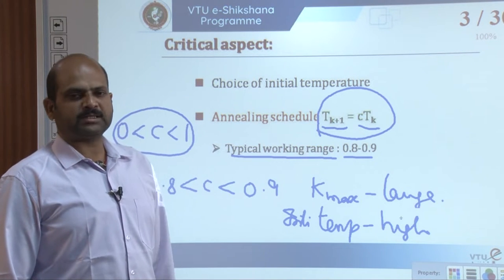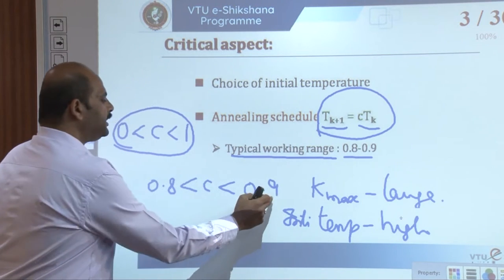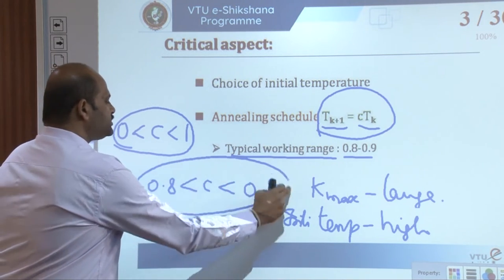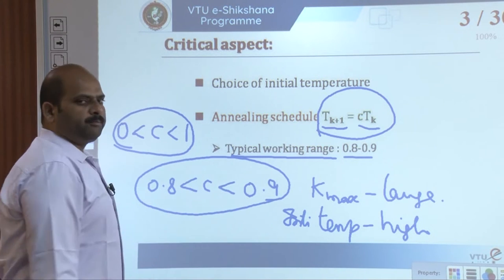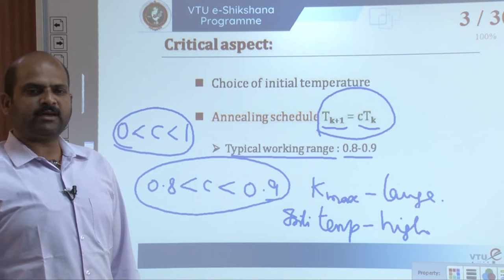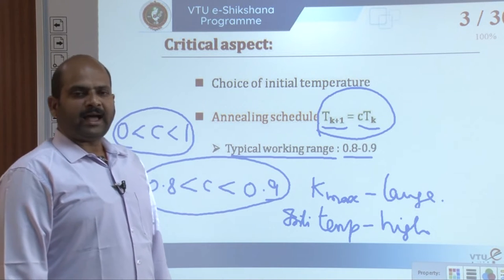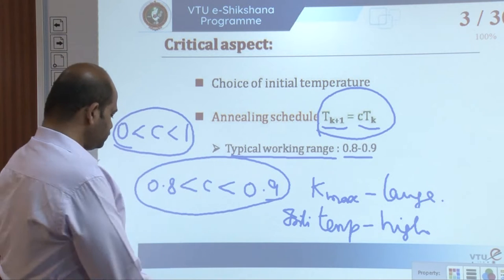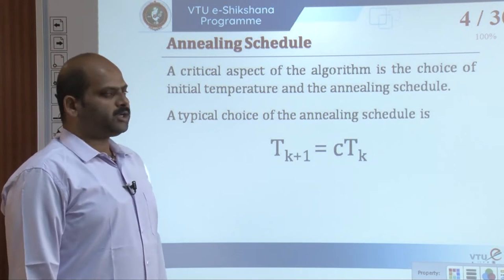So, this critical aspect has to be assumed, taken as a value for real world problems, as C should be greater than 0.8 and less than 0.9. In such a way, we are going to set this critical aspect for the annealing process. Next, we are going to talk about the annealing schedule.